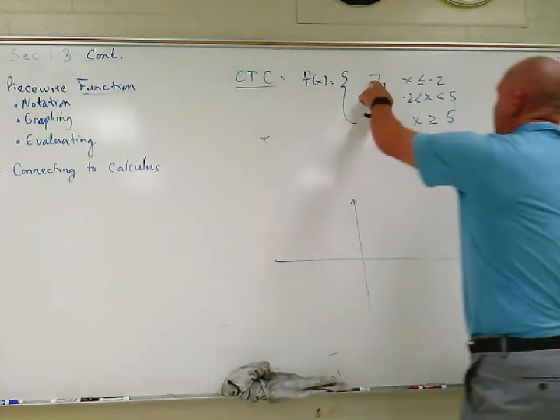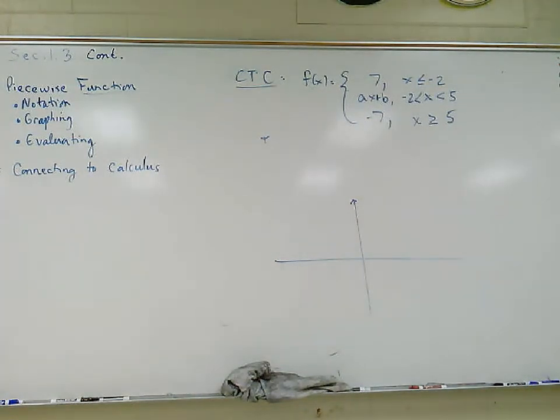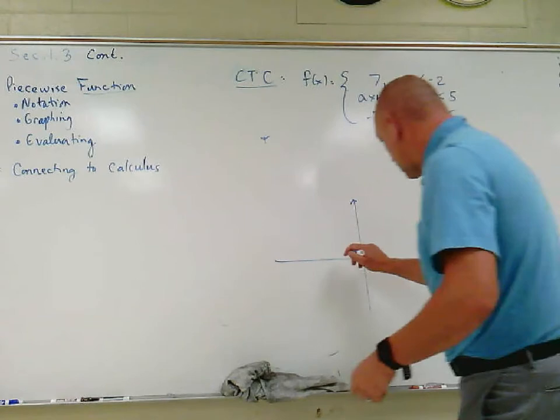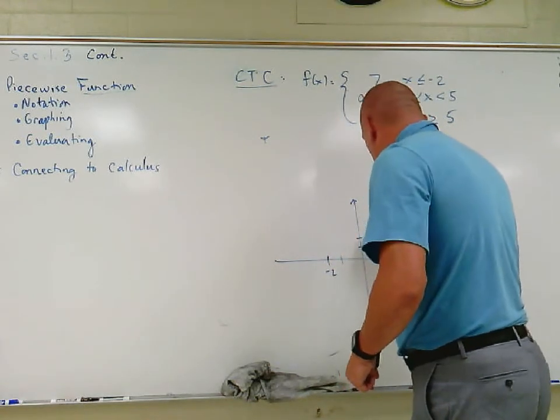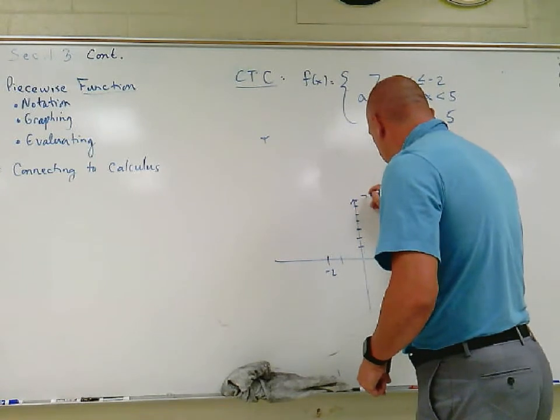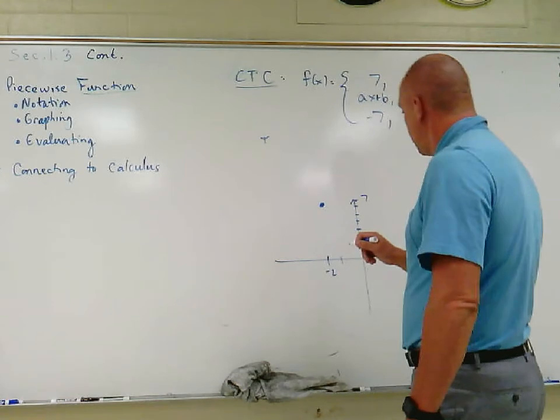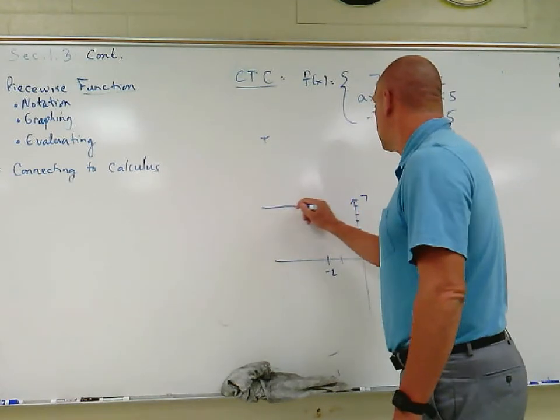So what does 7 look like for x less than or equal to -2? We should be able to plot that. What does 7 look like for x less than or equal to -2? Very good. So go to -2, right? That's where it cuts. Go up to 7. There's that. Which way do I graph? Left or right? Left. That's exactly right.